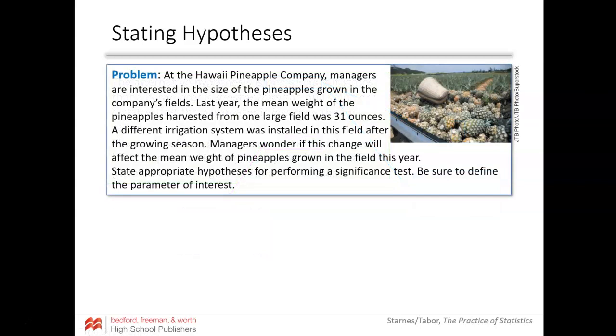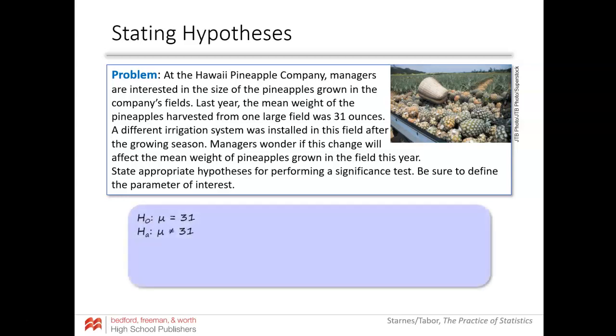So here's an example of a pineapple company, and they're growing pineapples, and last year the mean weight of pineapples harvested was 31 ounces. They used a different irrigation system in the field, and now they're wondering if that made a difference. So notice they didn't state whether the pineapples were larger or smaller. They just want to know if it's a difference.